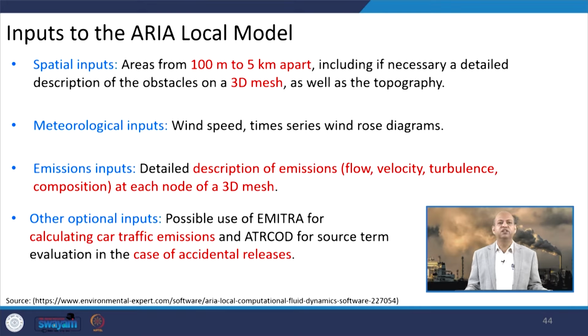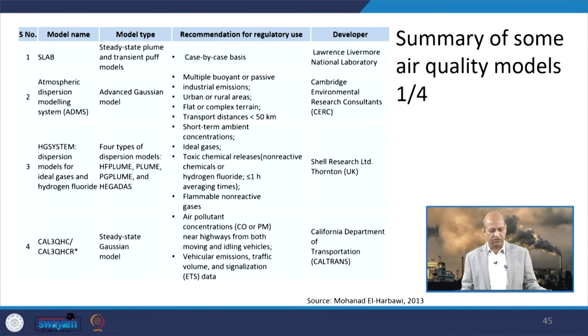Emission inputs like detailed description of emissions, flow, velocity, turbulence, composition in each node of a 3D mesh. So, that is a 3D model basically, it is a very sophisticated model in that sense. Other optional inputs are like you can use Emitra for calculating car traffic emissions, and then another module is there for source term evaluation, okay, like accidental releases may be there. So, different modules can be integrated in that. So, that is again one more good thing about this model.